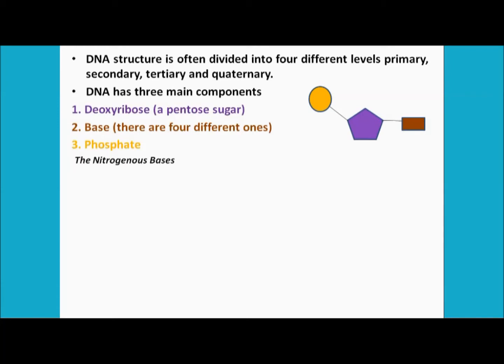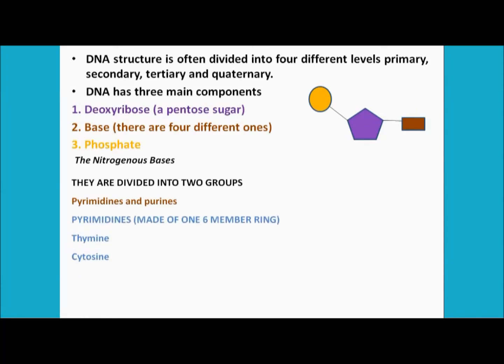Now regarding the nitrogenous bases, we know that these nitrogenous bases are divided into two groups, right? These two groups are the pyrimidines and the purines. So first of all, pyrimidines.